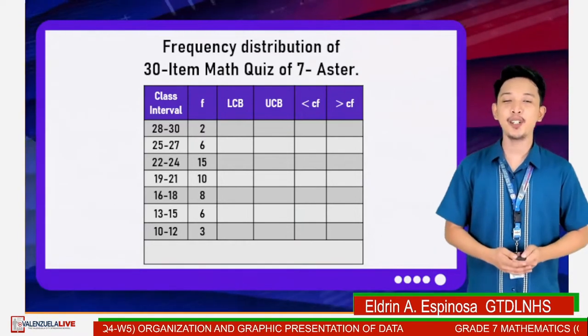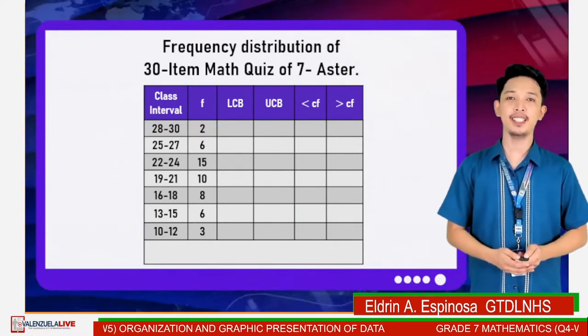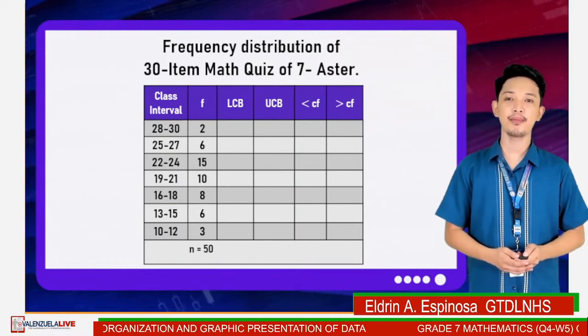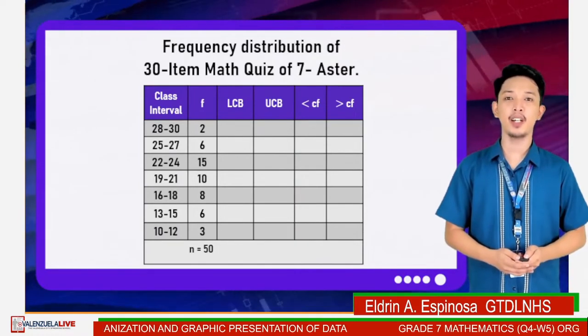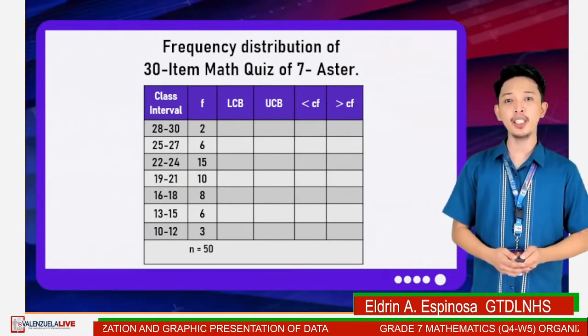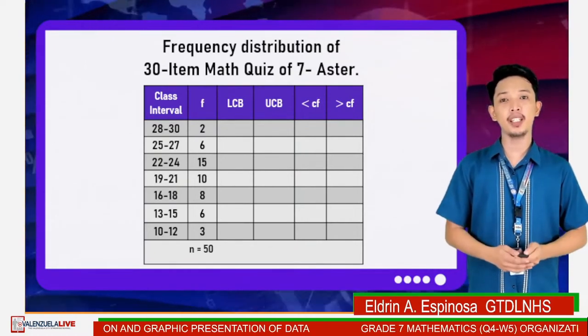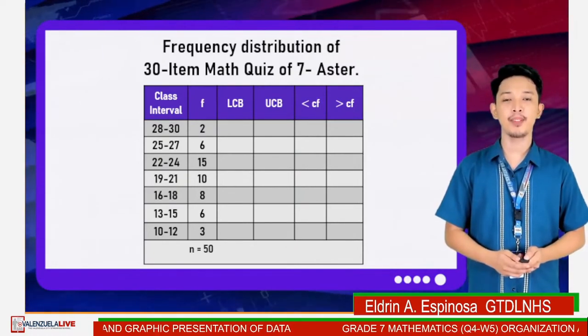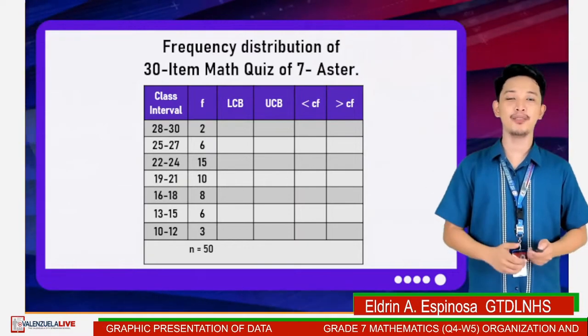Very good! The correct answer is 50. Next, what is the lower class boundary of the class 28 to 30? 5 seconds, go!